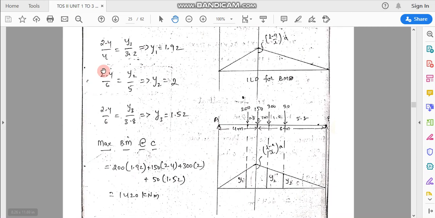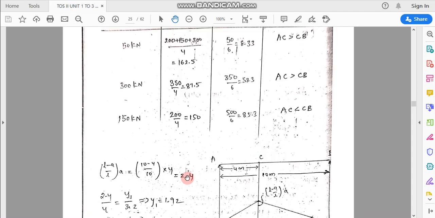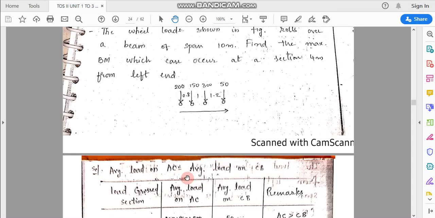So after that we can multiply with these values, that is 200 into y1, that is 1.92, then 150 into this value, that is 2.4, then 300 into 2, then plus 50 into 1.52, which will be equal to 1420 kilonewton meter.